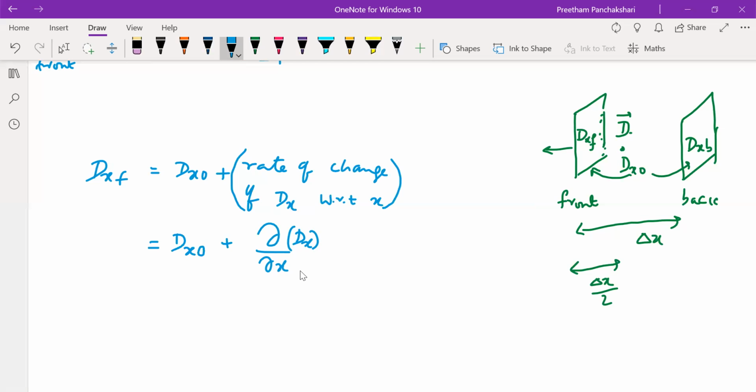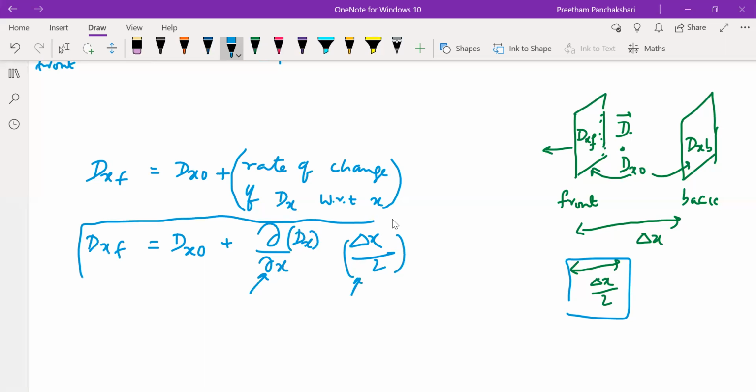If you want to know the total change of Dxo from the midpoint to the front face, the total change in distance is delta x by 2. So if you multiply this one by delta x by 2, see, the denominator is the change in distance, and delta x by 2 is also a change in distance. After cancellation, you will get the change in D. Delta dou Dx is the change in Dx from the midpoint to the front face. So this equation can be used here to find Dxf, the x component of D on the front face.